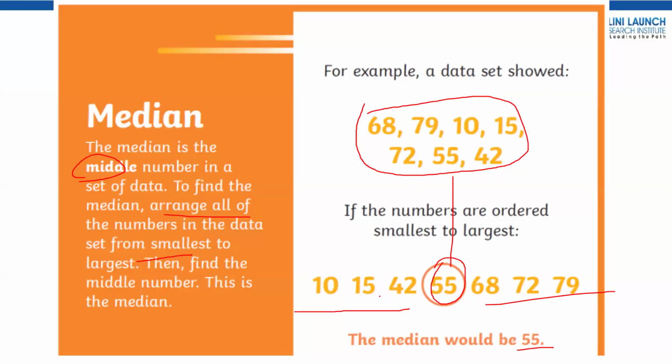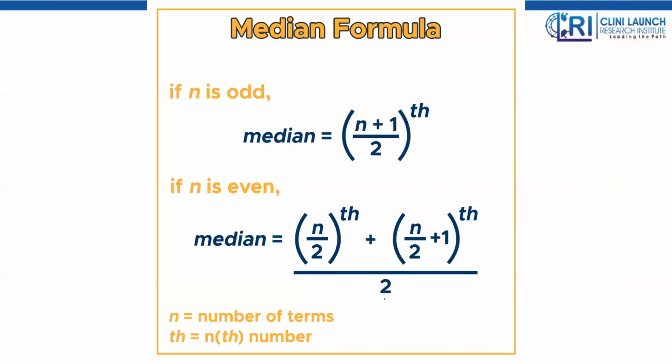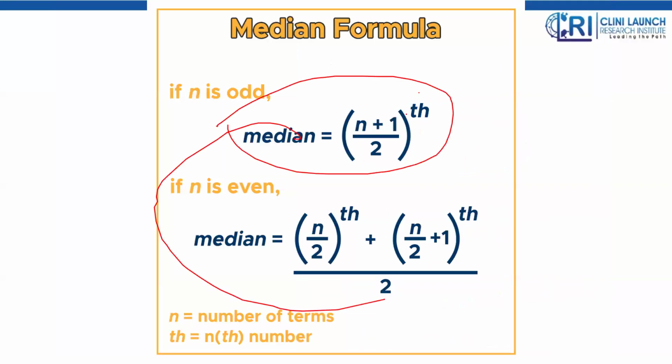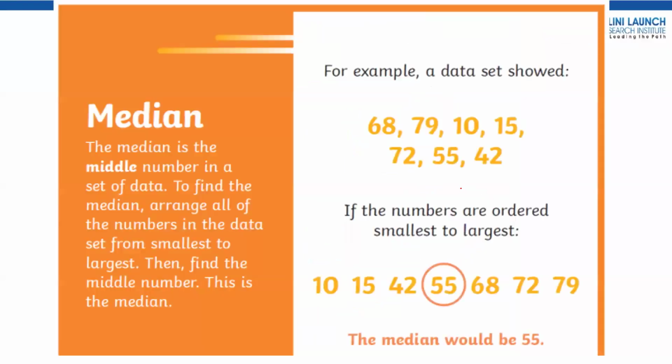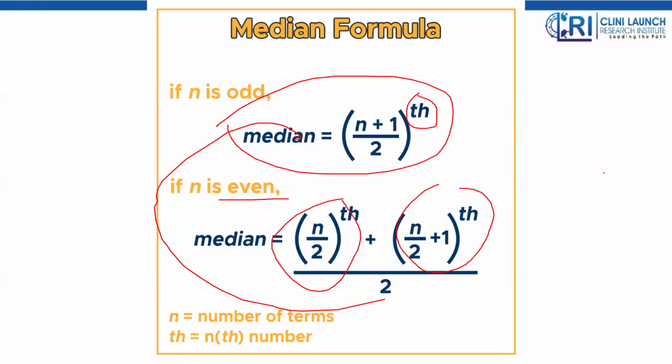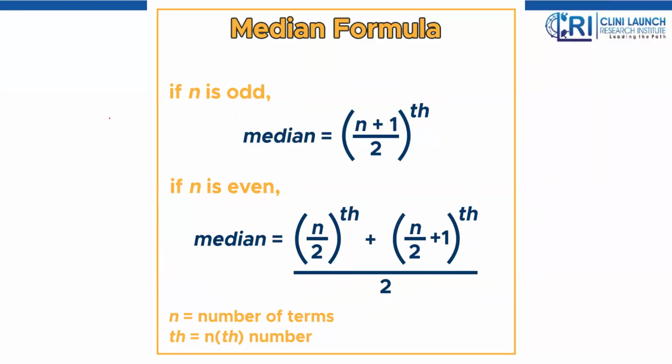This was odd numbers, but if it is an even number, then how do we calculate? If n is odd, this is the formula: the (n plus 1) divided by 2 value, meaning that position. And if n is even, this is the formula, again that particular value. So let us calculate the median in this way. Let us apply the formula: n plus 1 divided by 2. For us actually the data is odd, so we will apply this formula.